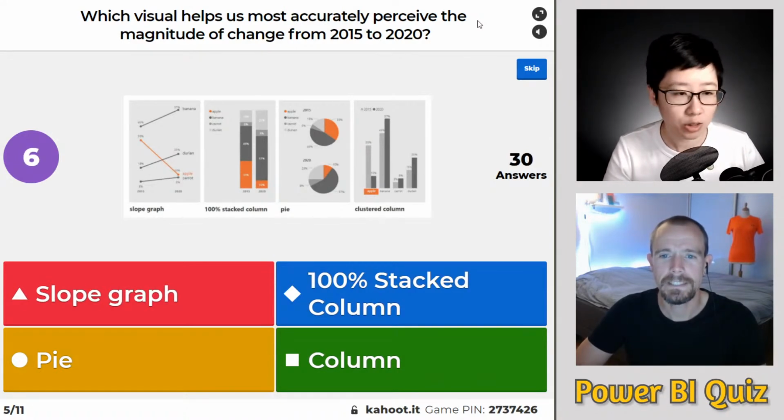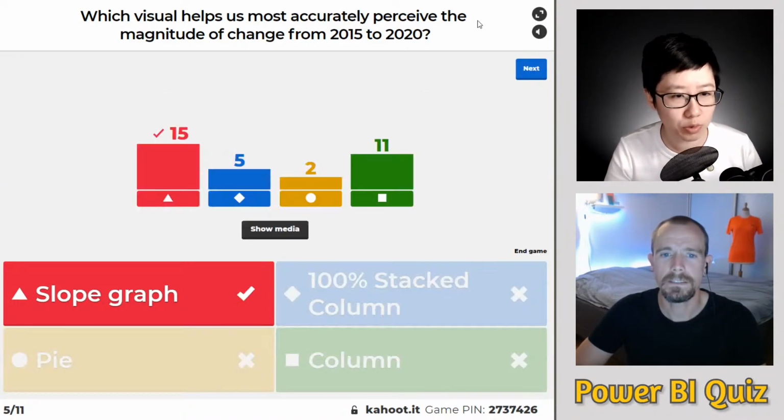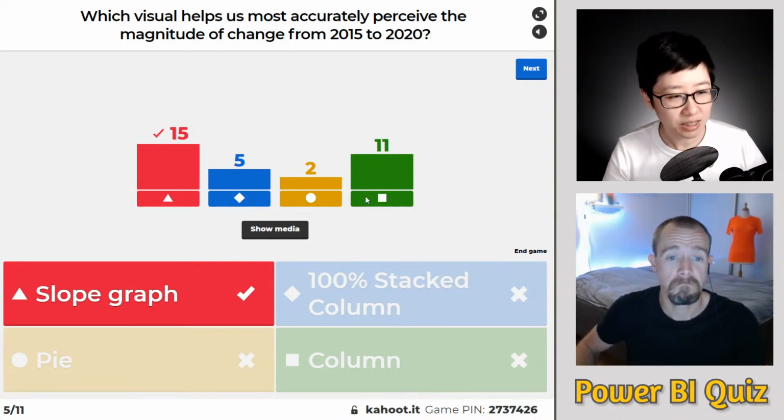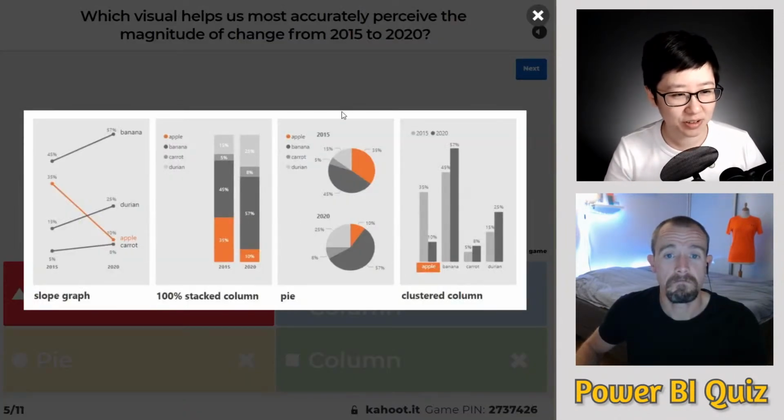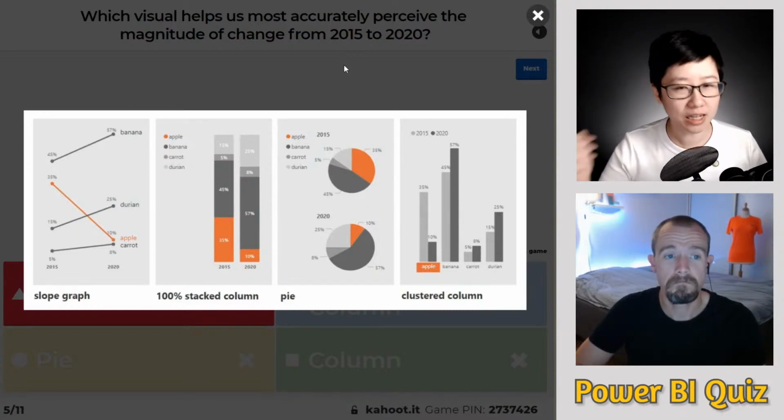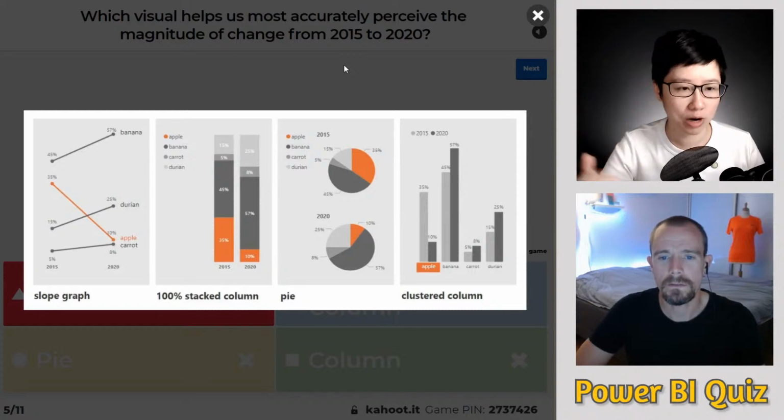All right, all of them, it may be a little bit small on your screen. It's okay. Don't worry about it. All these are just percentage numbers out of 100. Okay, so which one would most accurately help you see the change? Wow, nice. A lot of you got the right answer. Okay, so yes, then let's talk through the different charts and why the slope graph would be the one.